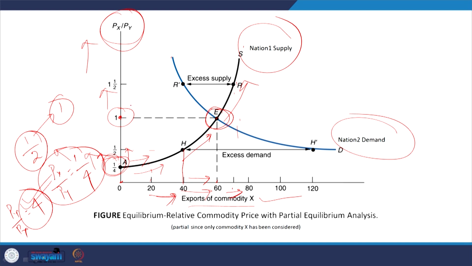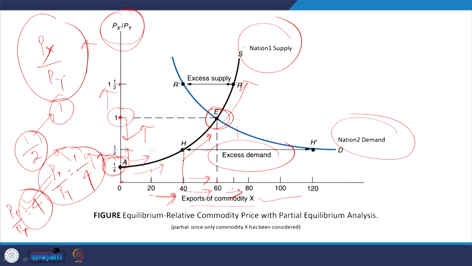So, if it is below this, what really happens? Below this there is excess demand, because the relative price is lesser. If you simply look at Px by Py from country 2's perspective, it is lesser. So, country 2 will demand more and country 1 cannot export that much. Therefore, the higher demand will raise the prices up to a point, and the reverse is true.